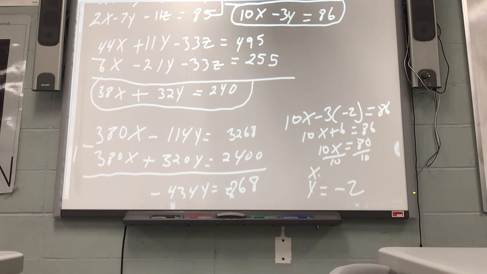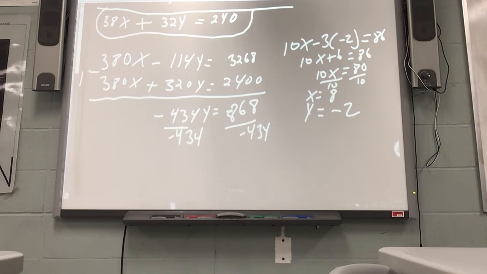Alrighty. So now we have an x and we have a y. We get to go back to one of our originals to find the z. I'm going to do the first one with Kinley. So the first one says 4x, so 4 times 8 plus y. So y is negative 2. You could have just put minus 2, that's the same thing. Minus 3z equals 45.